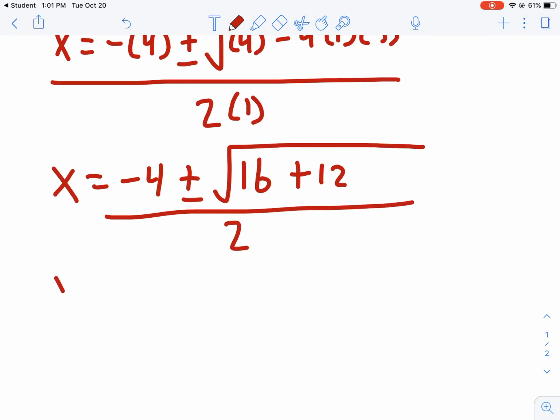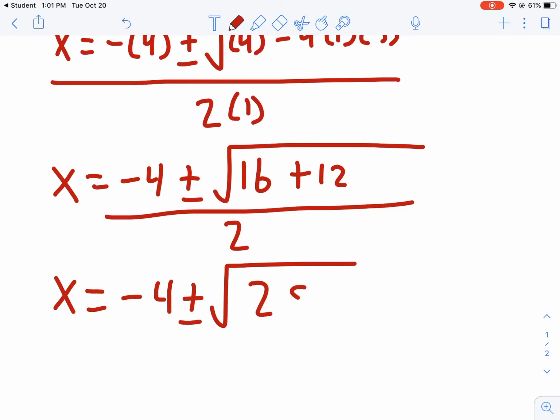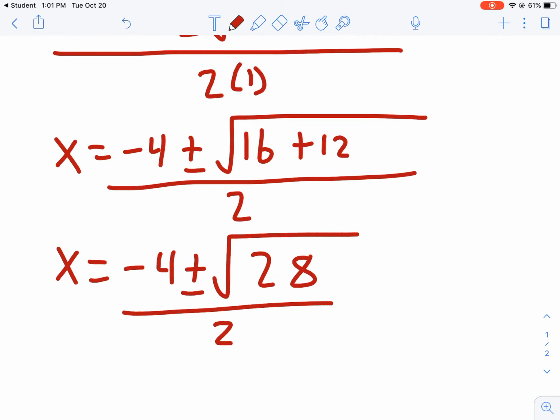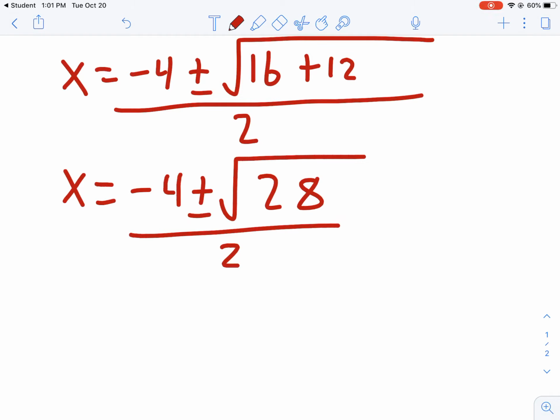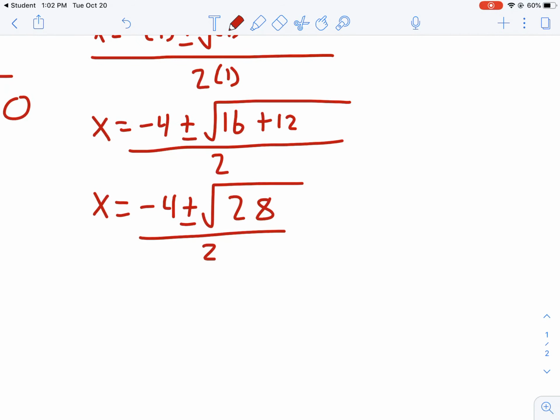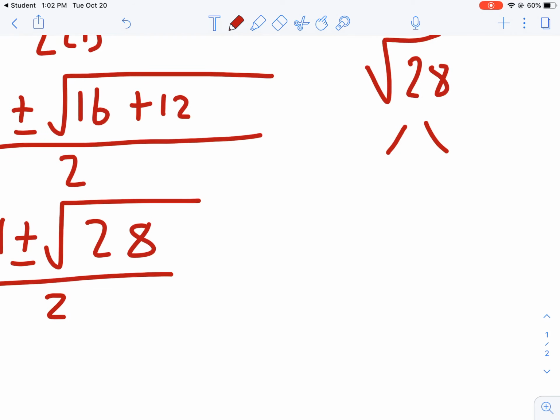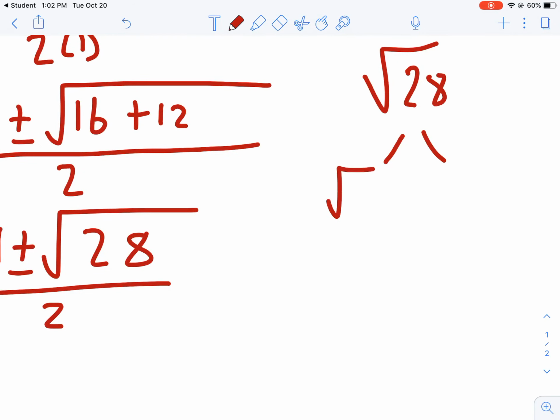Now we can keep going. The only thing we're going to do in this step is add together our 16 and our 12. So we've got -4 plus or minus the square root of 28 over 2. Now, we can't take the square root of 28, so we have to break up 28. This is why we had to do the simplifying radicals lesson first. We know 28 can be broken up into 4 times 7. The square root of 4 is 2, so this becomes 2 radical 7.